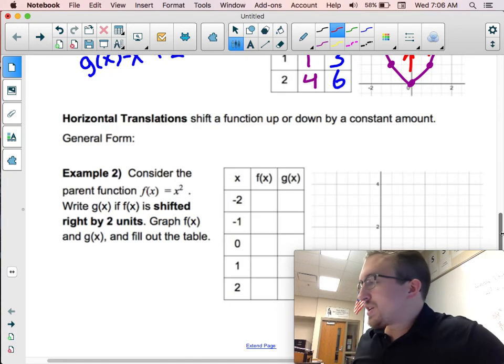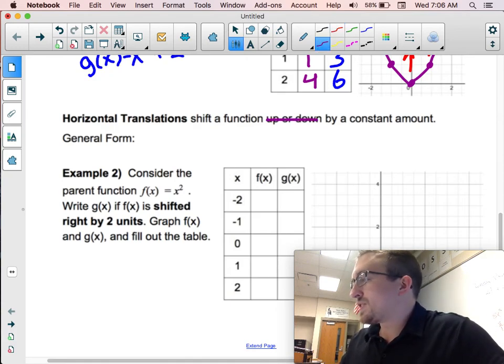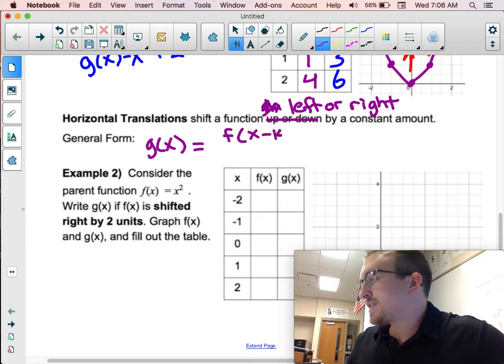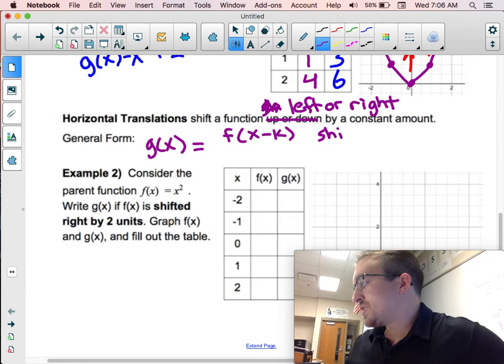Let's do horizontal translations. The general form of horizontal translations: to shift, I'll fix this on your copy, this is supposed to say left or right by a constant amount. Let's take the general form. g of x is equal to, and there's two cases. This one's a weird one. You want to take note of this. x minus k, if I subtract k from the inputs, actually has the effect of a shift right.